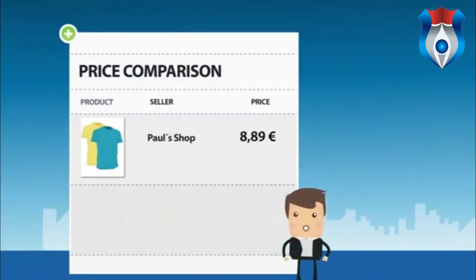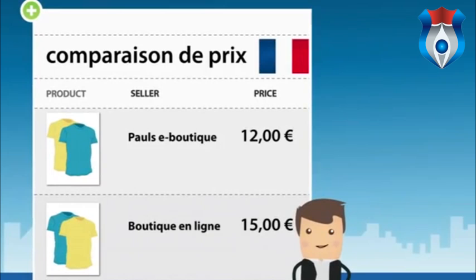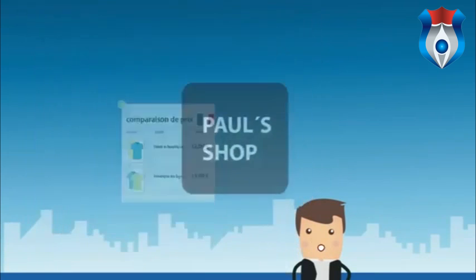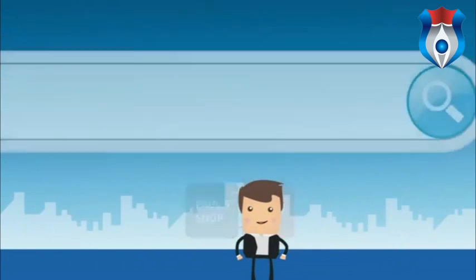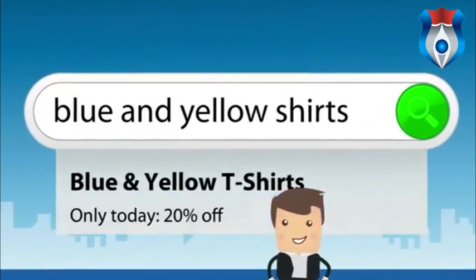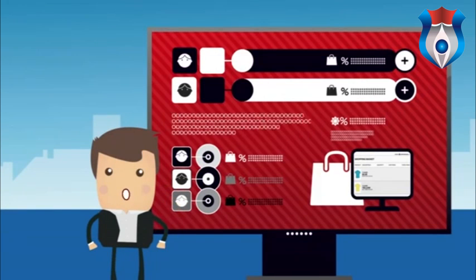We also want a presence on price comparison websites. We'd like to have a dedicated store for our French customers and integrate our existing ERP system to make things more efficient. Search engine marketing is another avenue we want to explore. Plus, we have to understand how our customers use our store.